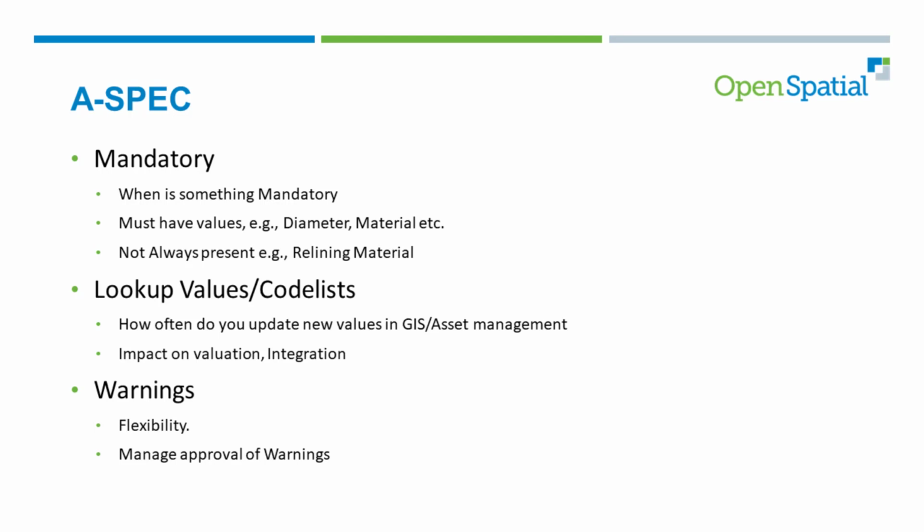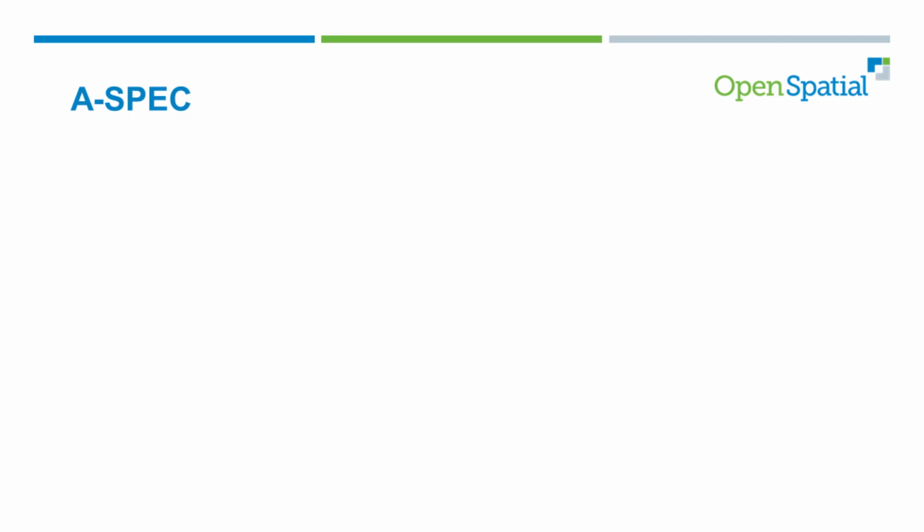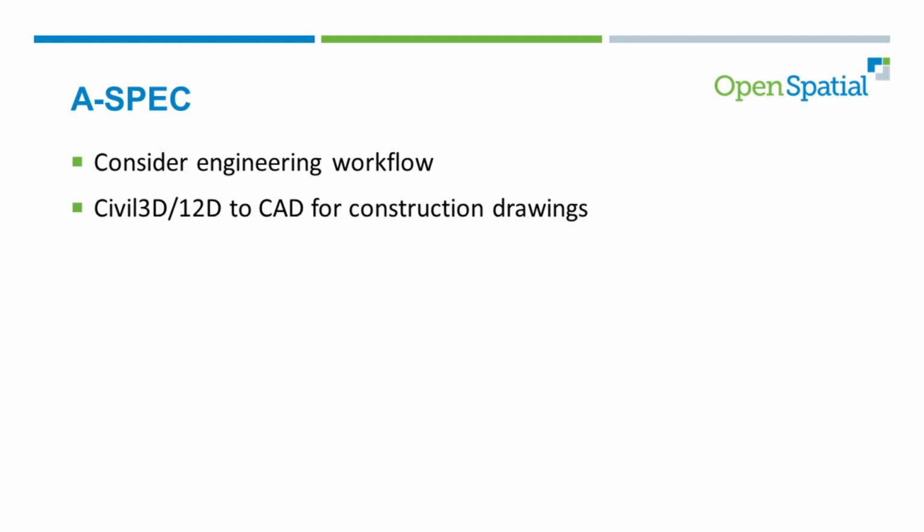And so we've introduced the concept of warnings. It introduces flexibility, but you then need to be aware of your approval process to say, if there's an exception and it passes the rule, but there's this warning on it, whether you're going to accept that or not, and be aware of that process. So managing the approval of warnings is then important. So considering the engineering workflow is an important part.